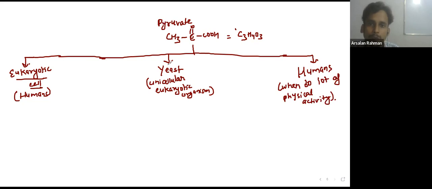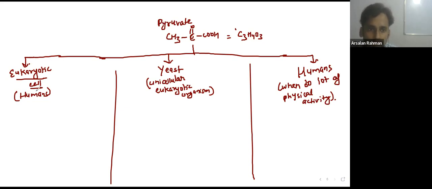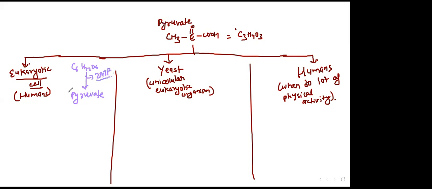So what will happen to pyruvate in a eukaryotic cell? Let me write it down for you. First, glucose will be converted into what? Pyruvate. Yes or no? And we get how many ATP? 2 ATP. Yes or no? Am I right or wrong? Okay, what will happen now?